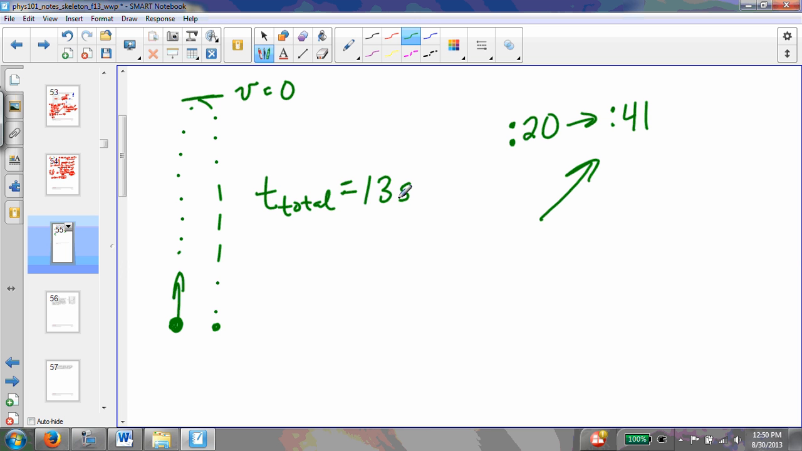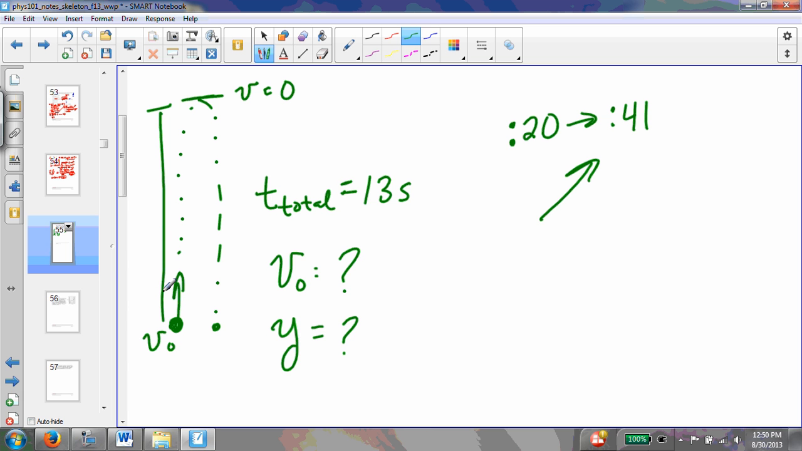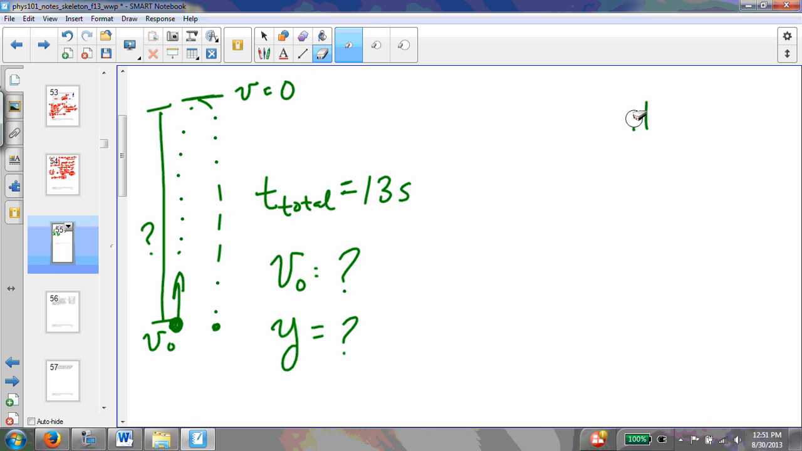And I want to know a couple of things. I want to know what is the initial speed, that is, I want to know what is v0, and I want to know how high does it go. All right, so I want to know the speed down here, and then I want to know this distance. So what I'm going to do first is look at the top of the motion. At the top of the motion, I have v equals 0.